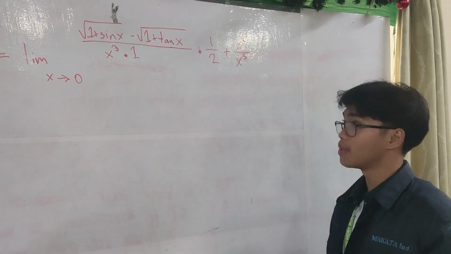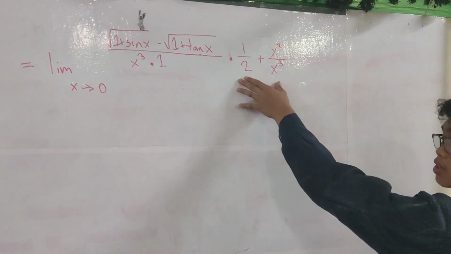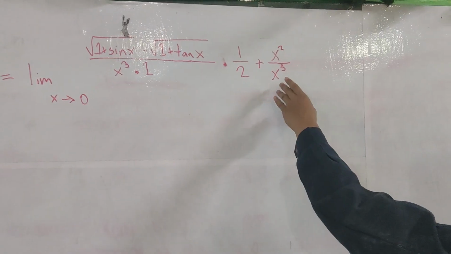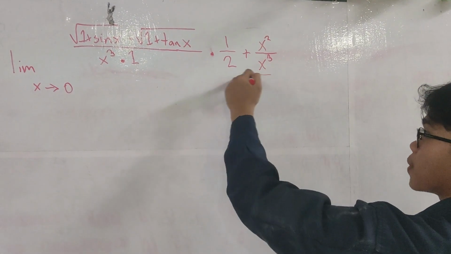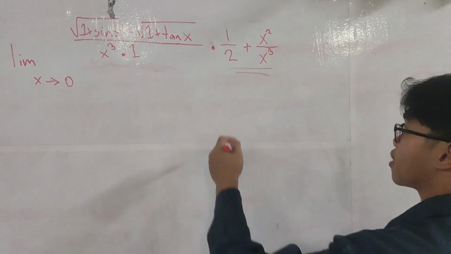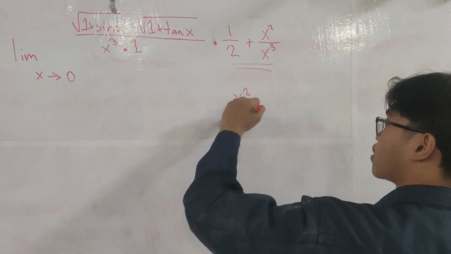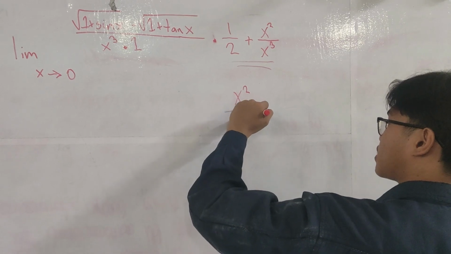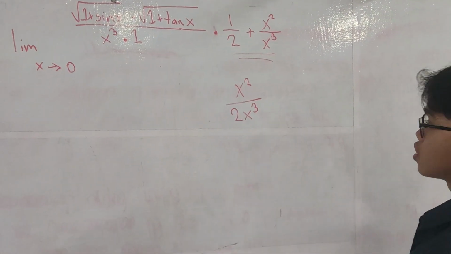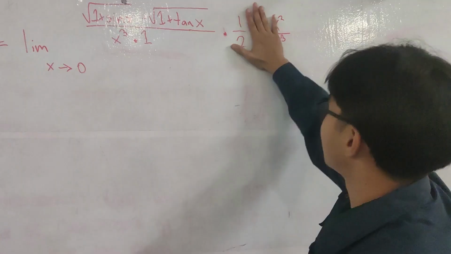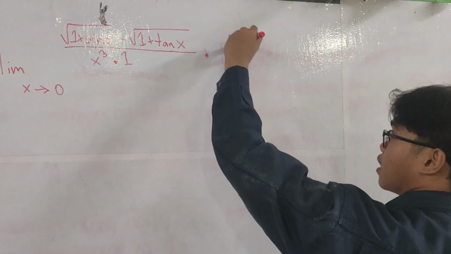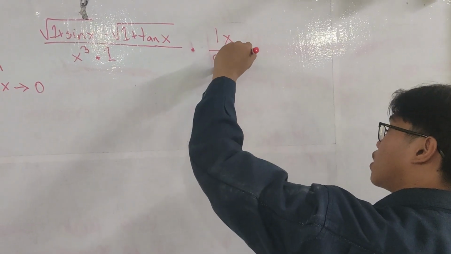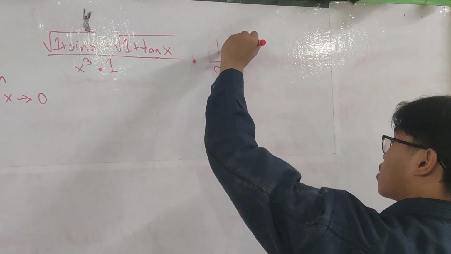Okay, so now the problem has turned to this. Notice how there's 1/2 plus x squared over x cubed. So we can simplify this expression right here by adding them together. So now we have x squared over 2x to the power of 3. So now we can write this whole equation once again as 1x over 2x to the power.